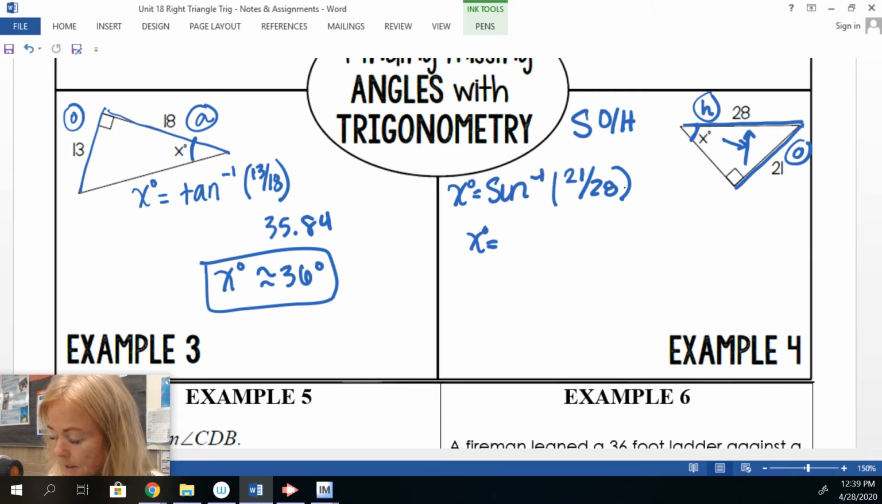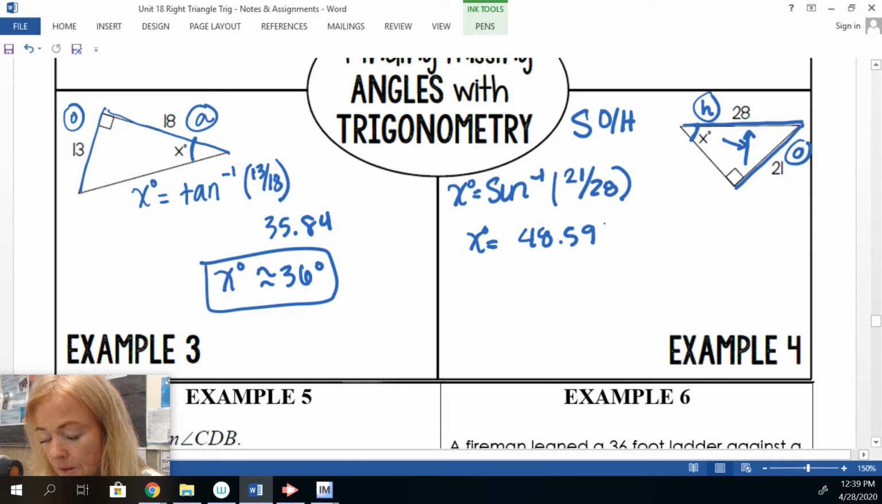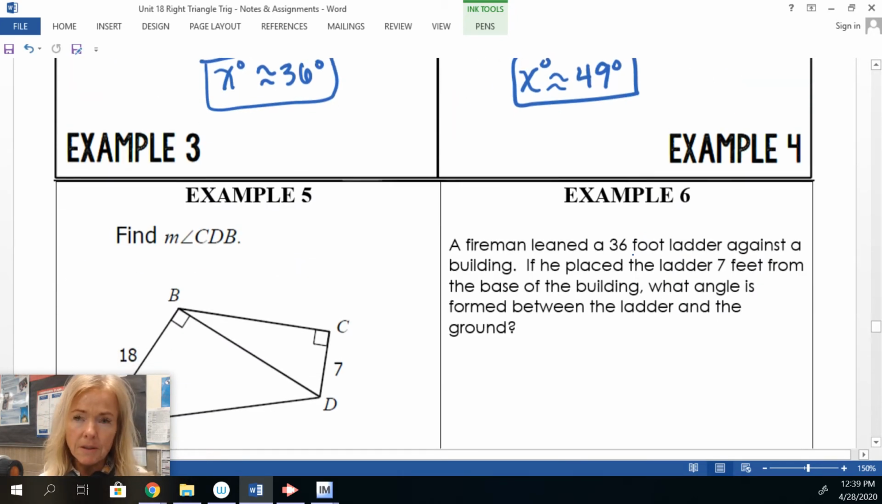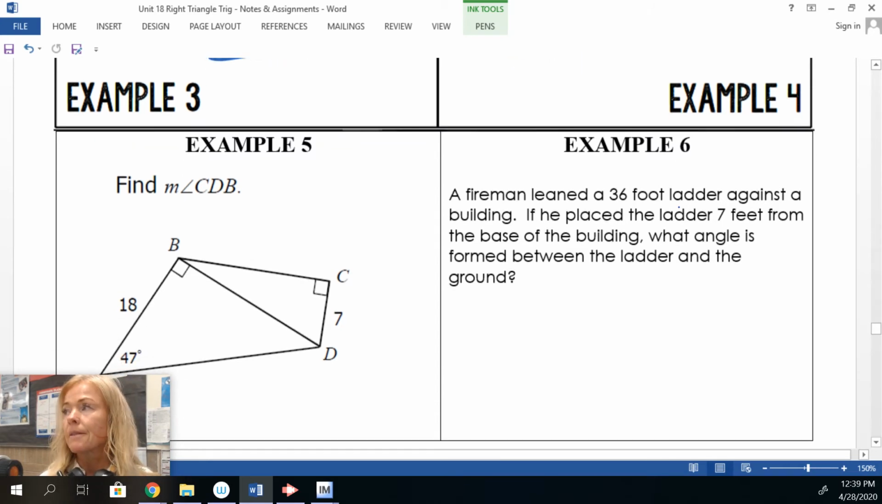It's 48.59 degrees, so I'm going to say x degrees is approximately 49 degrees. Okay, usually on degrees we do just go straight to the angle because then we have to cut it down by a lot of other things like degrees and minutes, and it's not as easy.